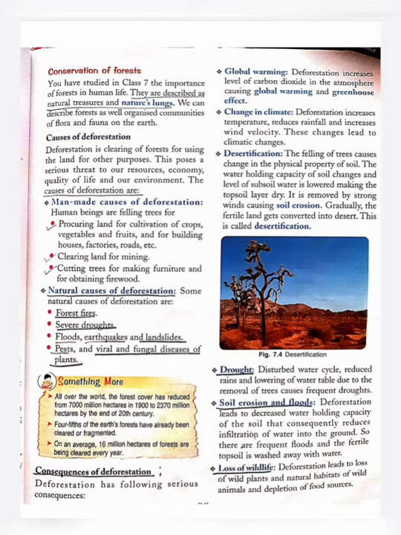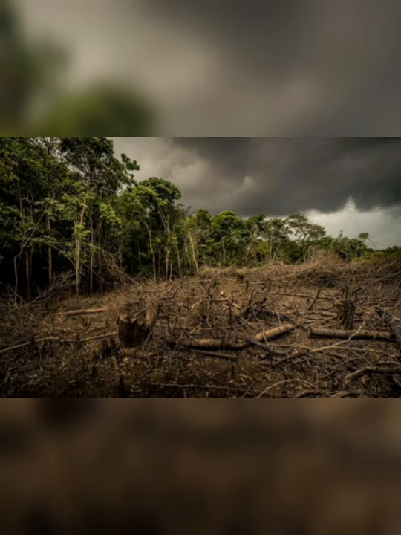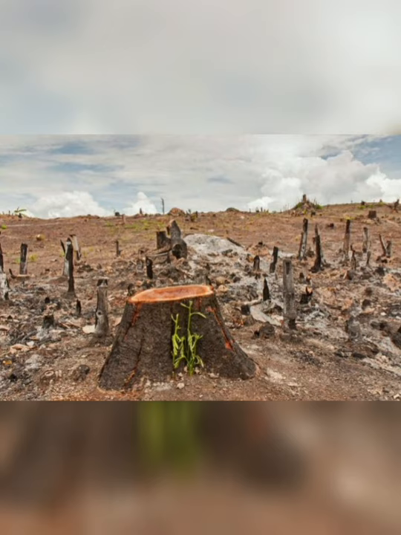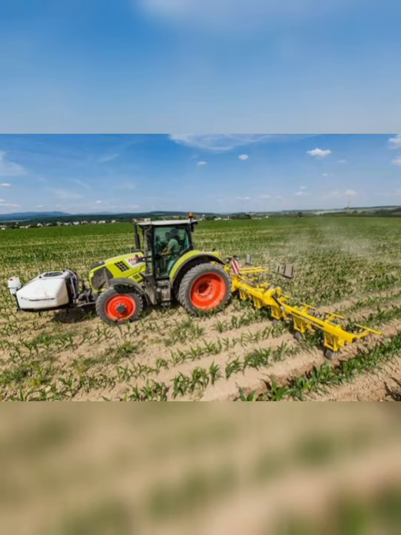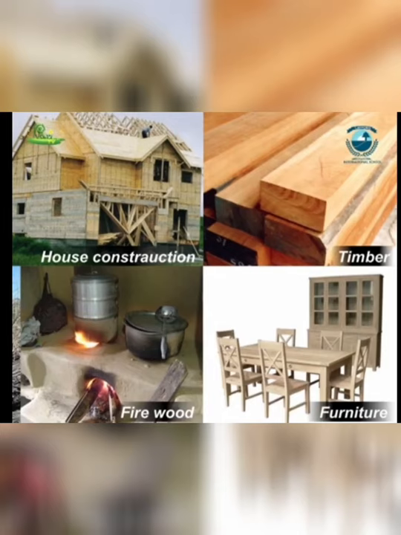Before discussing how to conserve forest, let us study what are the causes of depletion of forest. Causes of deforestation. Deforestation is clearing of forest for using the land for other purposes. Human beings are felling trees for procuring land for cultivation of crops, vegetables and fruits and for buildings, houses, factories, etc. Clearing land for mining, cutting trees for making furniture, etc.